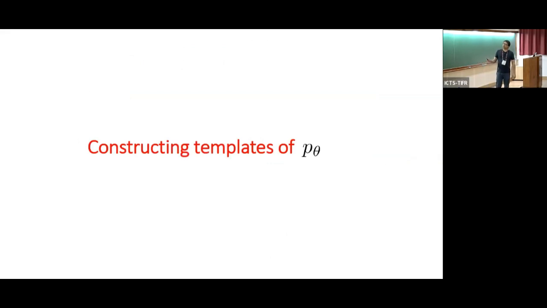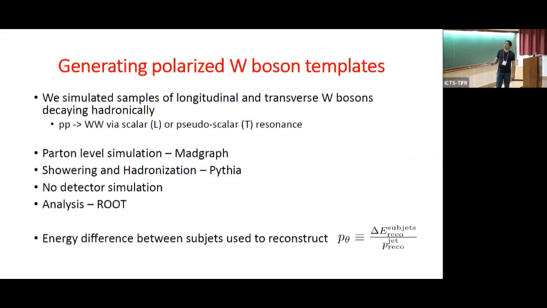Okay, so now we construct templates of what this p theta distribution would look like. I'll skip over most of this, but we construct a theoretical simulation sample of pp to WW via a scalar, which ends up giving you longitudinal W's, or via a pseudoscalar resonance, which gives you transverse W's. We simulate at parton level in MadGraph, and then do showering and hadronization in Pythia. We don't really do a detector simulation at all, but we have some estimate of what the errors are due to detector effects. Then we take our boosted W jets, reconstruct this p theta variable and construct its distribution.